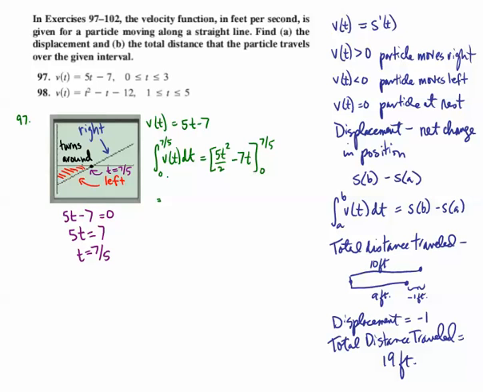And we plug in, and we're going to get 5 times 7/5 squared over 2 minus 7 times 7/5, and then when we plug in 0, we're going to wind up with 0. To save us the time here, this turns out to be negative 49 over 10, or negative 4.9.